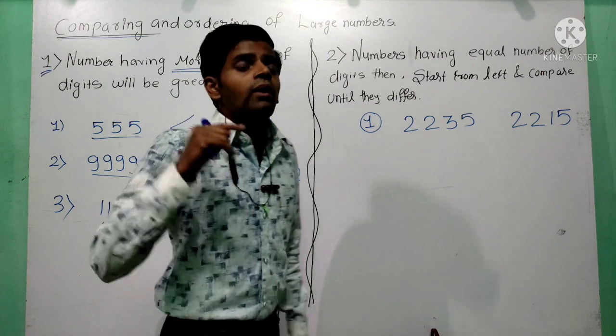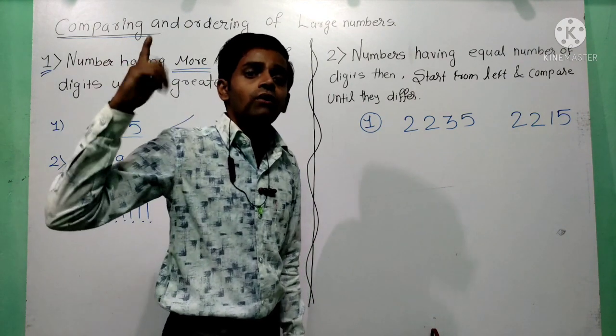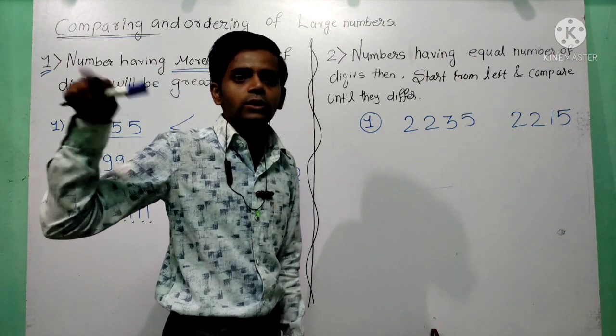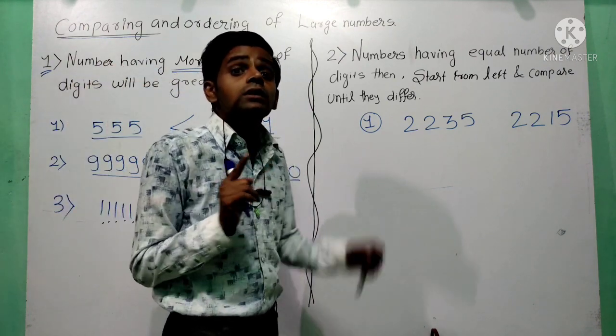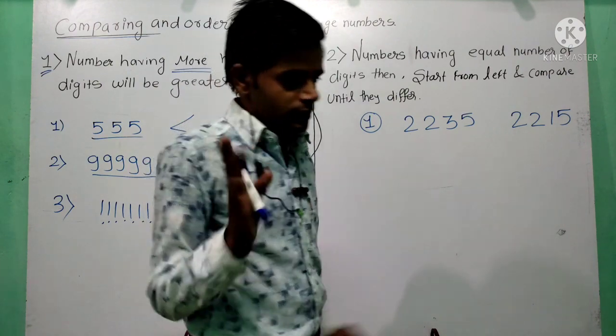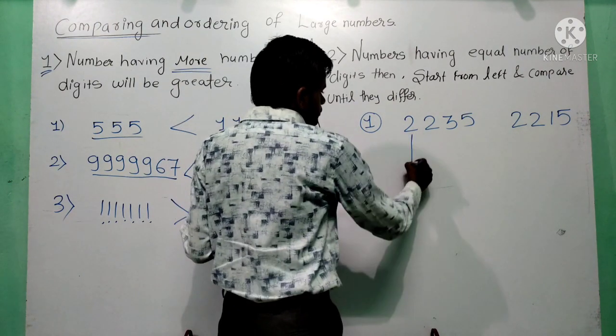So what we will do here? We will start comparing the digit of higher places. बड़े places के digit को start करो compare करना, up to till they differ. दोनों के दोनों जब तक अलग अलग नहीं आ जाते. ठीक है?